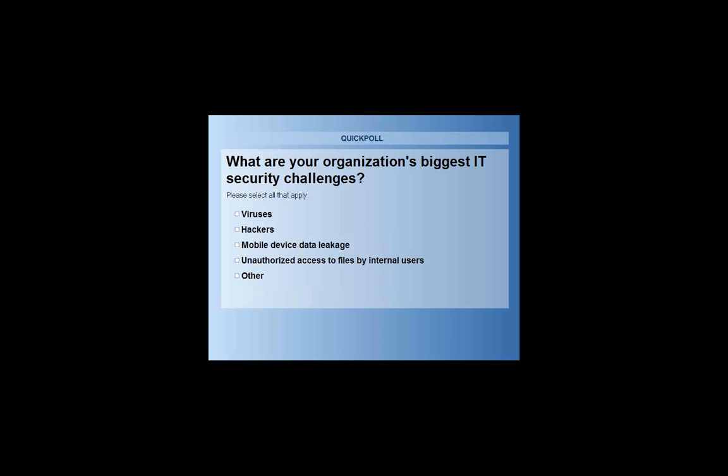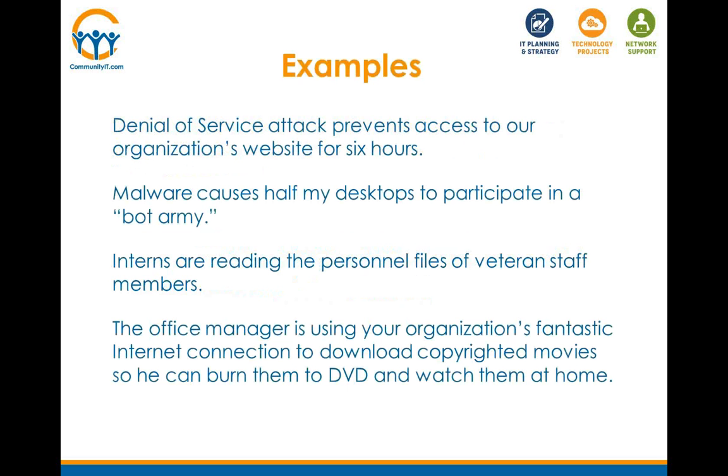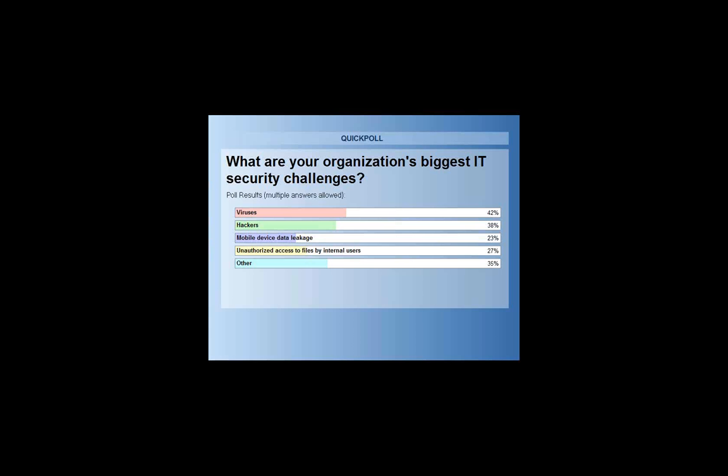Interns are reading the personnel files of veteran staff members. This speaks to unauthorized access, even though they're people on your team and part of things, but they are in places they shouldn't be. And finally, the office manager is using your organization's fantastic internet connection to download copyrighted movies so he or she can burn them to DVD and watch them at home. These will all be examples of security threats.